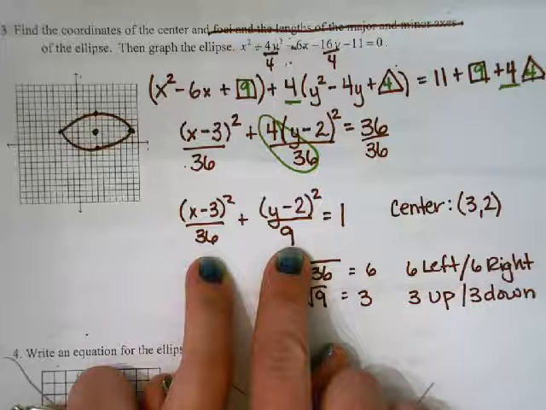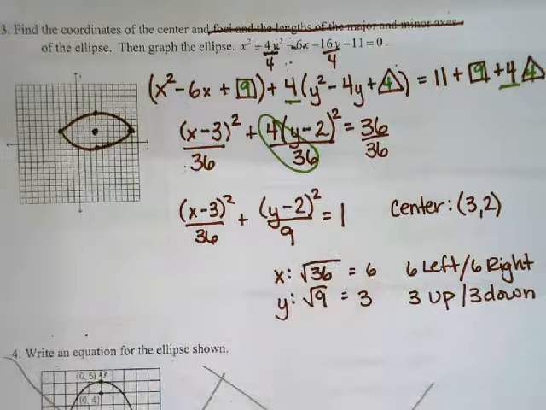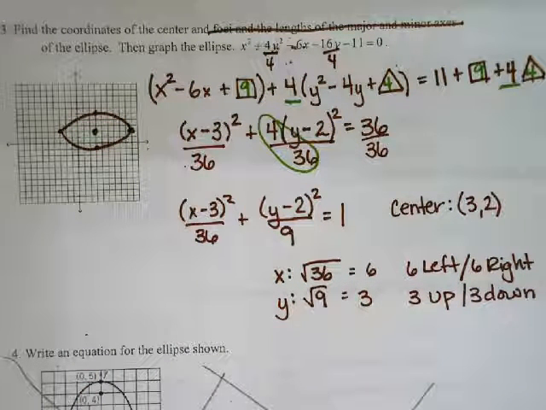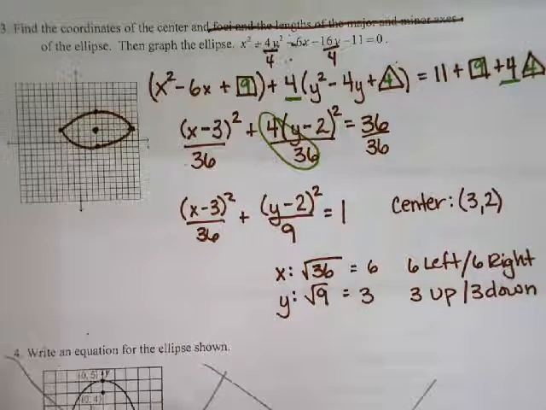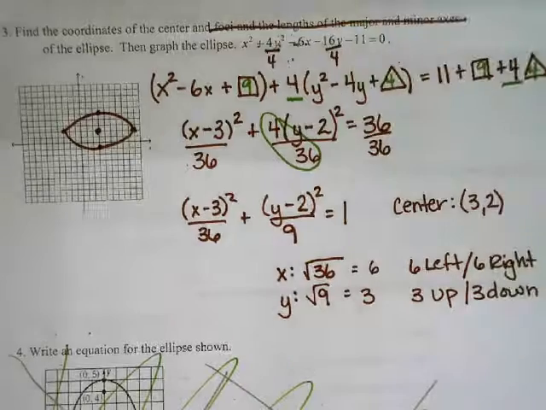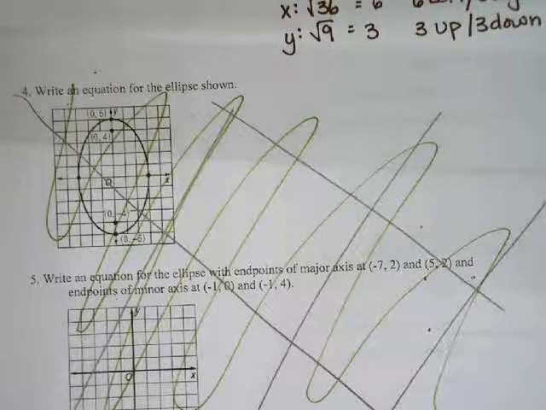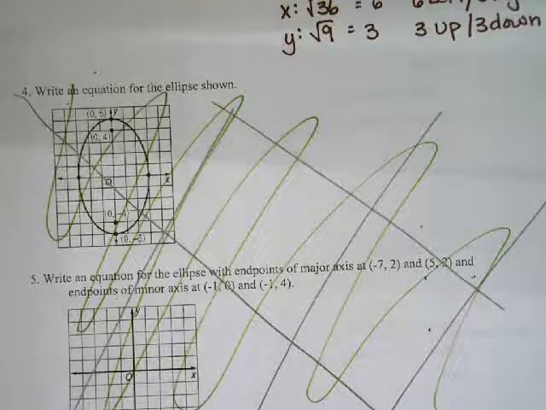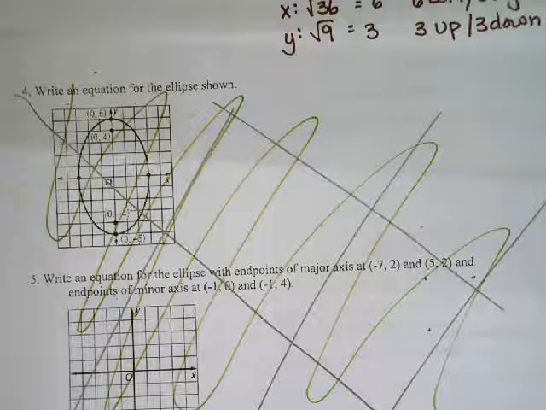Okay? We're not going to work backwards, and I'm not going to make you write an equation from a picture or any of that sort of stuff, so we're actually going to skip 4 and 5 in your notes. Go ahead and cross them off. Do you have questions about putting equations into standard form or graphing the ellipses?